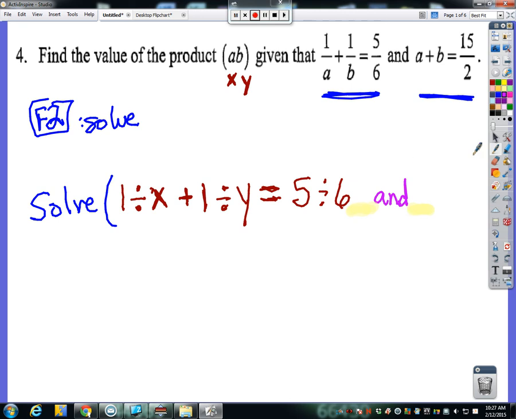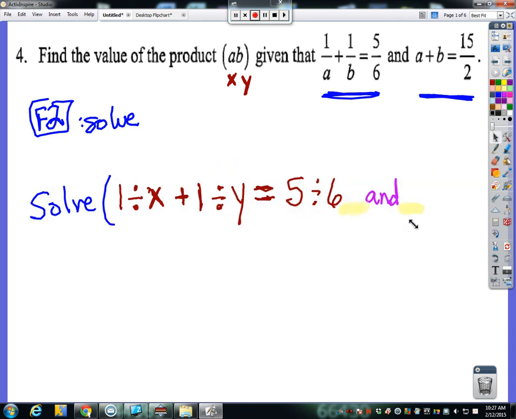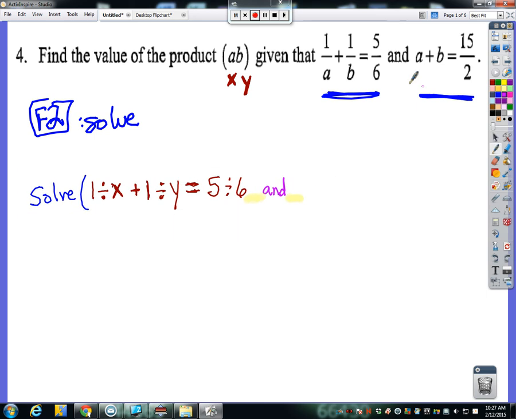Since I'm kind of running low on space here, let me take this and kind of squeeze it up. There we go. And so again, instead of A and B, we're going to do X and Y. So we'll say X plus Y equals 15 divided by 2. Now, we're going to tell it to solve for one of these variables, and it really doesn't matter which one we have it solve for. So I'm going to put comma, and I'm just going to say X, and then end the parenthesis.